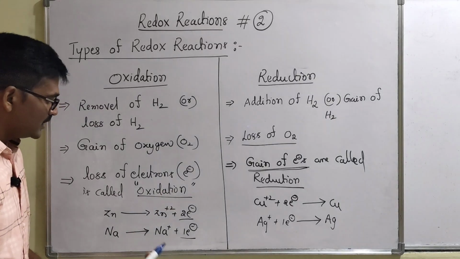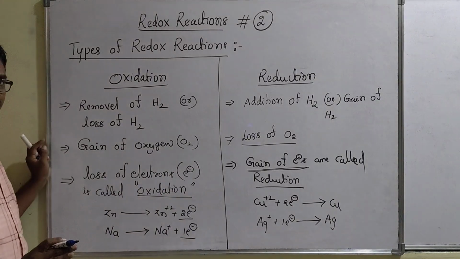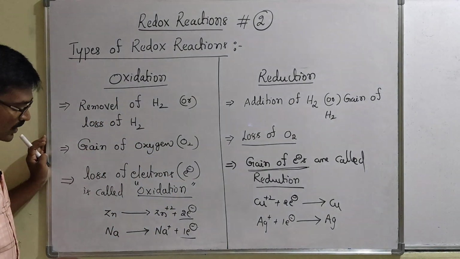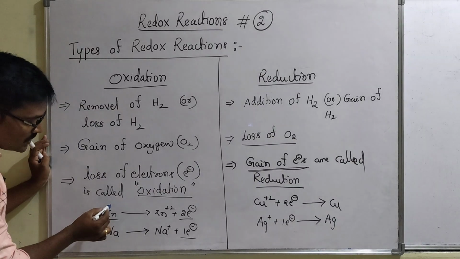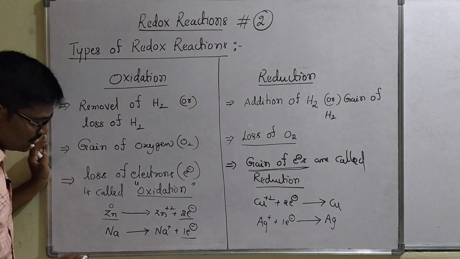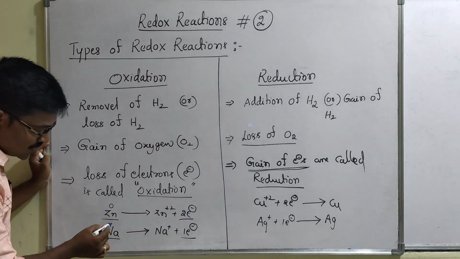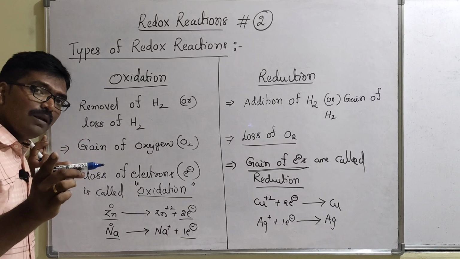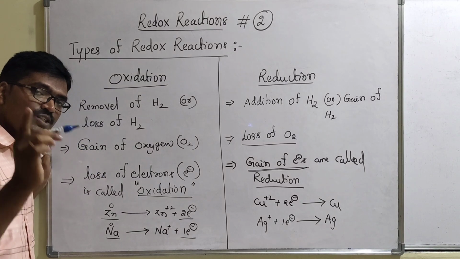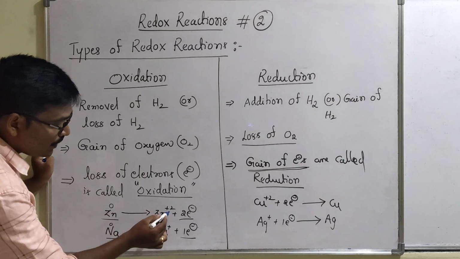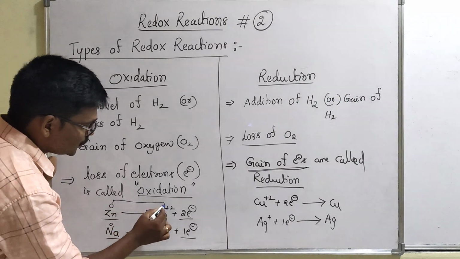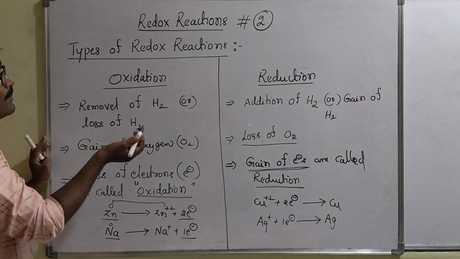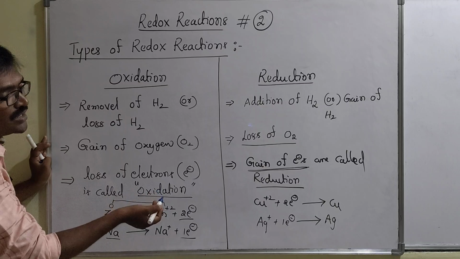Right, my dear students? Now if you look carefully, one more statement we can observe. The oxidation state of zinc is 0, and the oxidation state of sodium is 0, because both are present in the elemental form. When present in the elemental form, the oxidation state is 0. Now from 0 to plus 2, the oxidation number increases. An increase in oxidation number is also called oxidation.